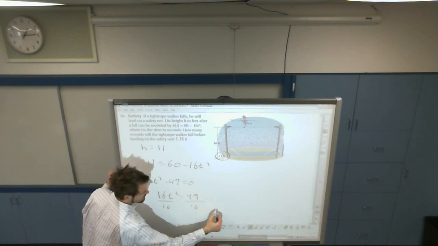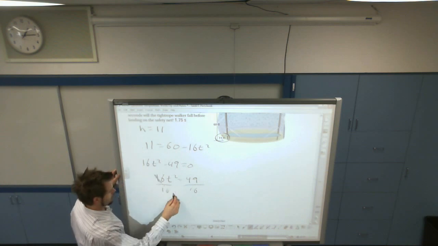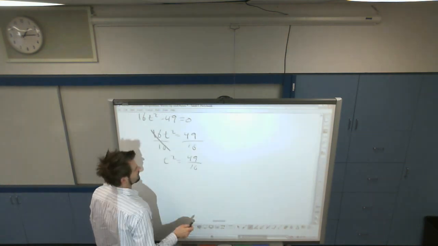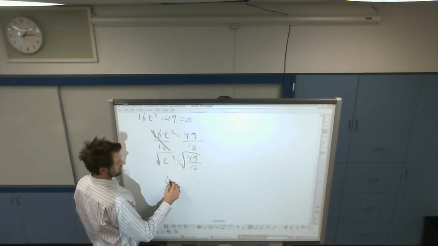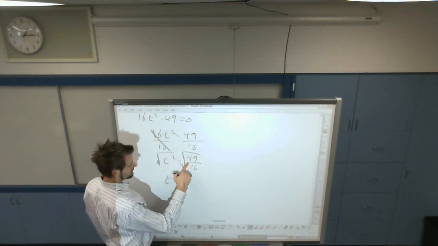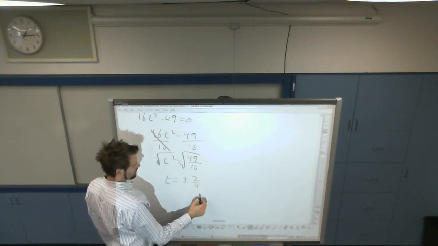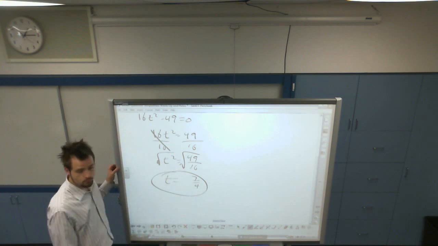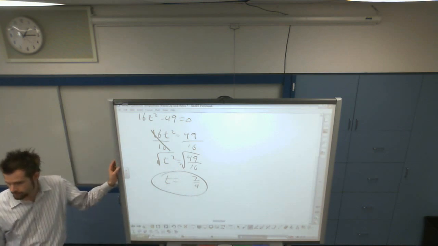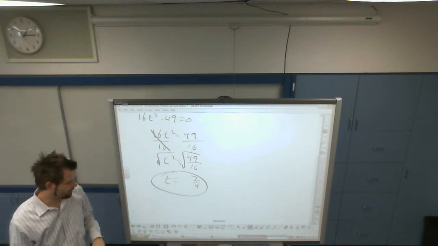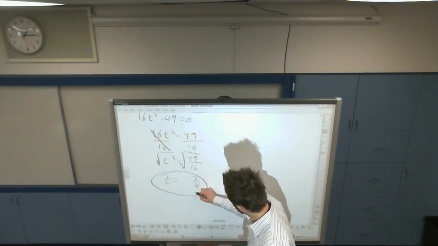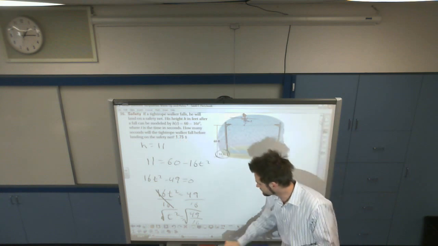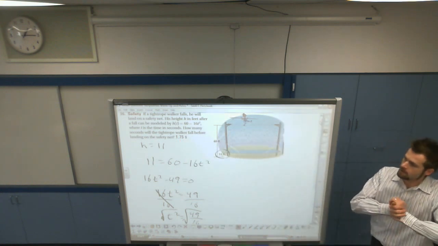Divide both sides by 16. You get t squared equals 49 over 16. Take the square root of both sides. You get t is equal to plus or minus 7 over 4. But I don't care about the minus because this is a word problem, and negative 7/4 seconds doesn't mean that. What's 7/4? 1 3/4 seconds, I think? Is that the right answer? Yes, it is. 1 3/4 seconds. So there you go. That's 36.